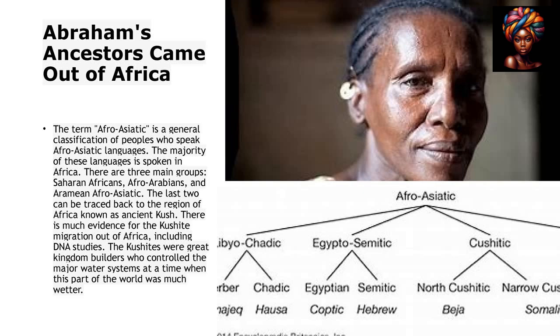So Abraham's ancestors came out of Africa, and there were different languages from different tribes that spoke Semitic and Shemitic. That's why we mix, you all, and we have to understand that Ham, Shem, and Japheth were brothers. They were brothers. So they were marrying cousins, distant cousins, just to stay within the lineage, the bloodline.